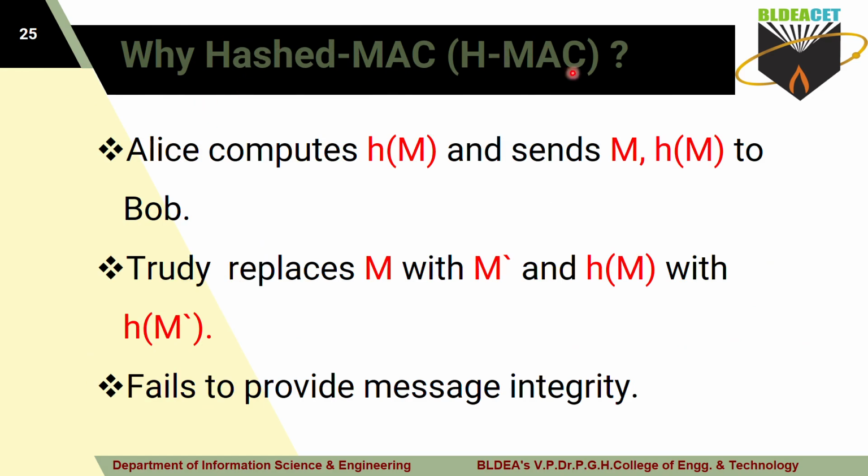Next is HMAC, which you can also call hashed MAC. MAC is message authentication code. Why do we go for this hashed MAC? Let's see. As we know, if you use any hash function, it provides security. As in the example we already know: Alice computes the hash value H of the message using any hash function, and Alice sends the message and the hash value to Bob. Bob receives the message, and along with it the hash value of the message.